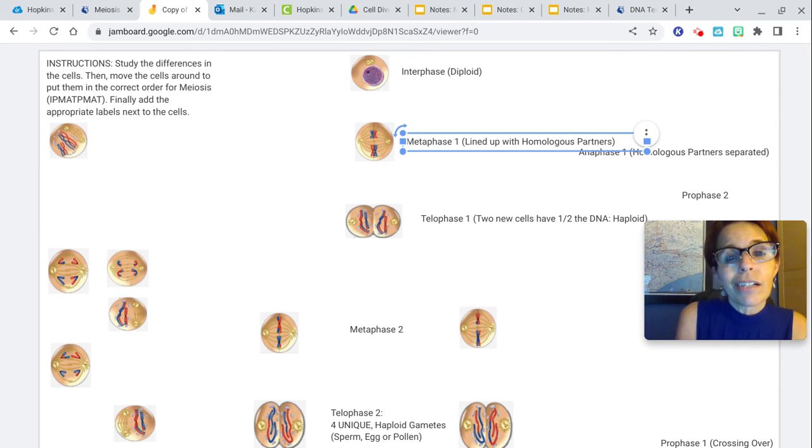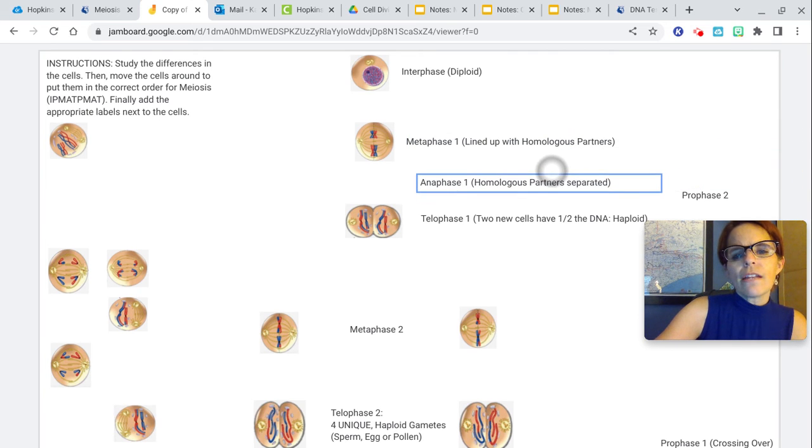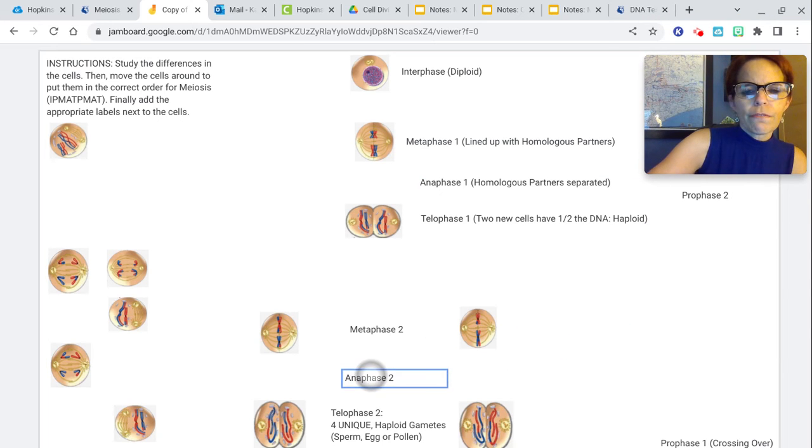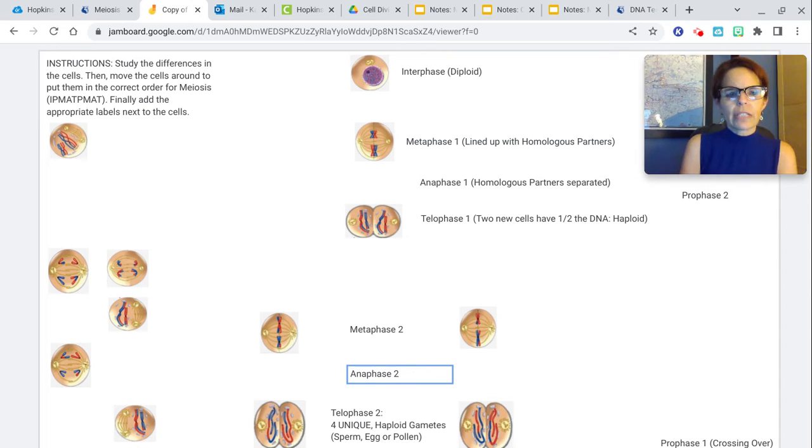Okay, now we need to do anaphase. I think prophase is the hardest one, so I'm going to go to anaphase. And the word we remember with anaphase is anaphase, apart. And here it says anaphase 1, the homologous partners are separated. And then where's my other anaphase? This one just says anaphase 2. It doesn't give me any special details.